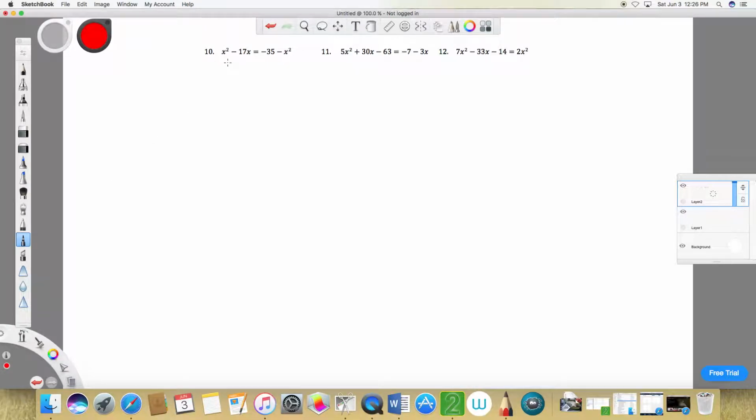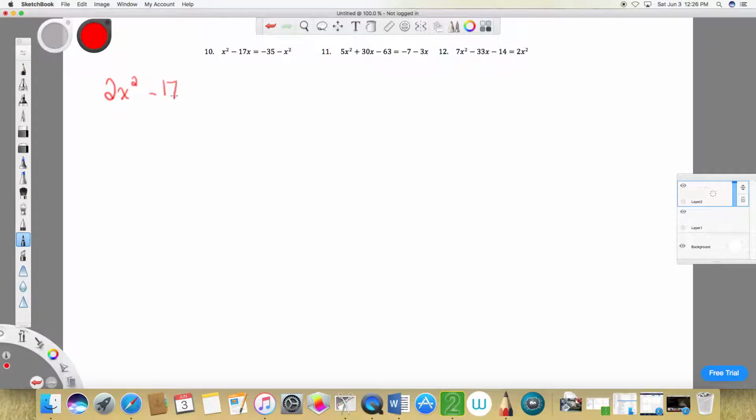Let's take a look at these three quadratic equations. Our first step is always going to be to write these in standard form, unless for some reason it's already in a different form that would be to our advantage to use. But here I'm going to add x squared to each side. On the left-hand side, x squared plus x squared is 2x squared.